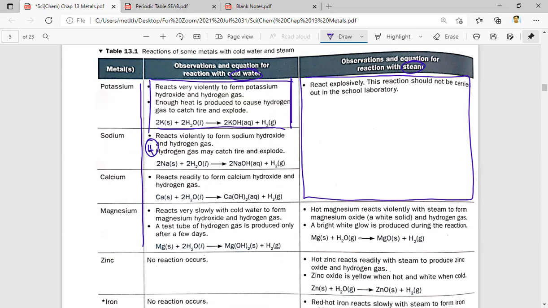Okay, only the first four elements, potassium, sodium, calcium, and magnesium, react with cold water. So I'm going to write it down here on my notes. I'm just going to write out the whole reactivity series again. At this point, you can try to recall what the whole reactivity series is.